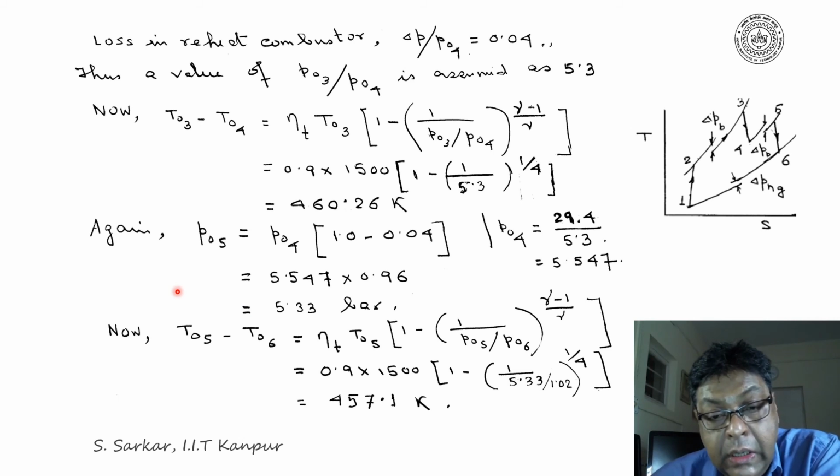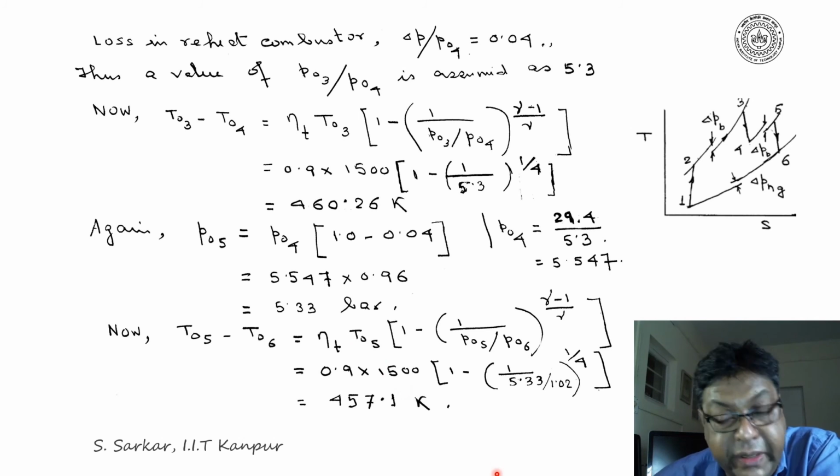Now, T05 minus T06, that is temperature drop in LPT, is equal to eta T into T05 within bracket 1 minus within bracket 1 divided by T05 by T06 to the power gamma minus 1 by gamma. Here eta T is equal to 0.9, T05 is 1500. The pressure ratio P05 by P06 is nothing but 5.33 divided by 1.02. So if I evaluate this, I'll get temperature drop in the LPT as 457.1. Please note that the temperature drop in HPT is almost equal to that of LPT.